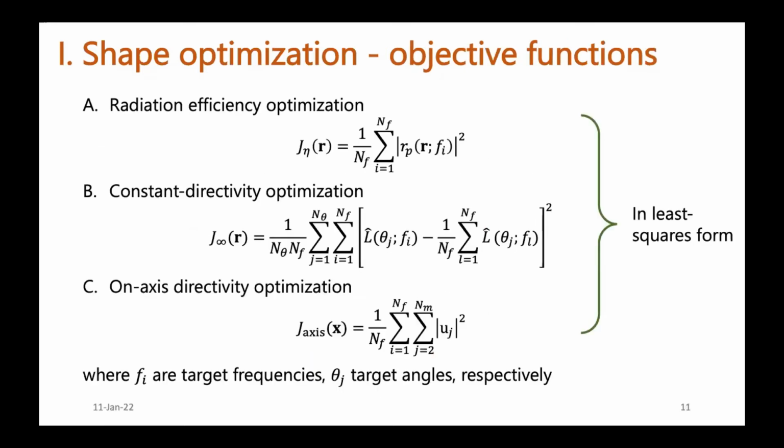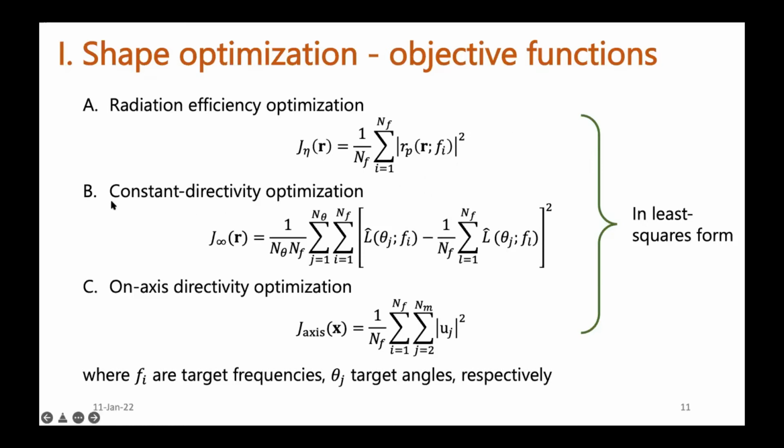And in the next step, we should define different objective functions to satisfy our design goals. And we have considered 3 different cases. The first is the radiation efficiency optimization. The objective function is the mean square of the reflection coefficient at several target frequencies, Fi.